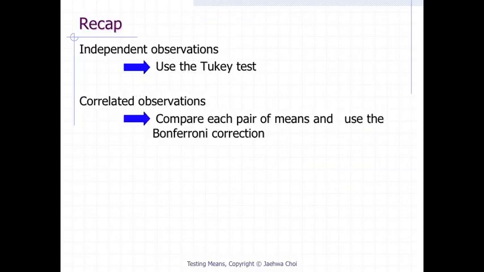To recap, while it is recommended that you use the Tukey test when you have independent observations, it is recommended that you compare each pair of means with a t-test and then use the Bonferroni correction when you have correlated observations.